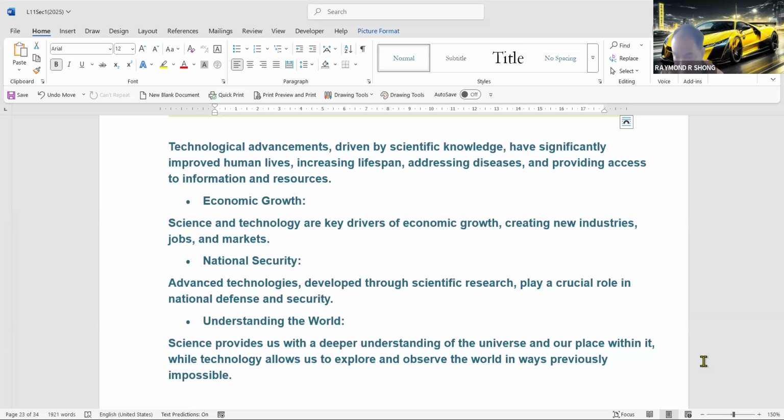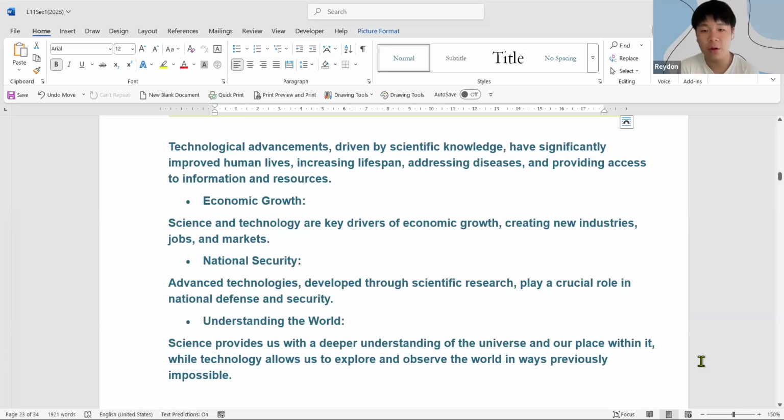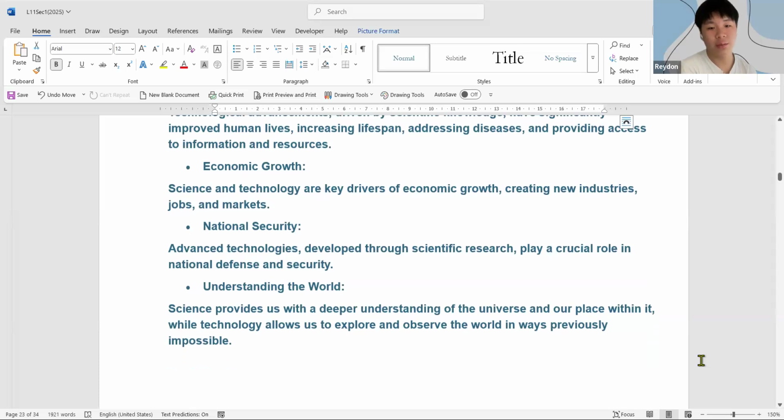Back to you, Raiden. National security. Advanced technologies developed through scientific research play a crucial role in national defense and security. Kira? Understanding the world. Science provides us a deeper understanding of the universe and our place within it, while technology allows us to explore and observe the world in ways previously impossible.